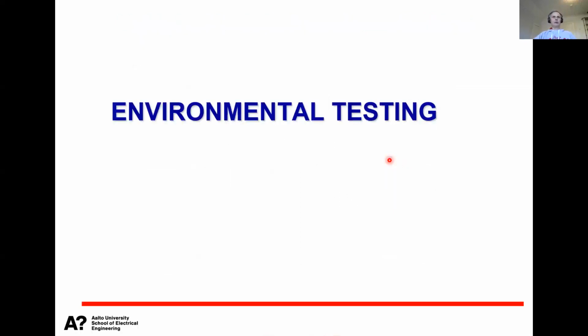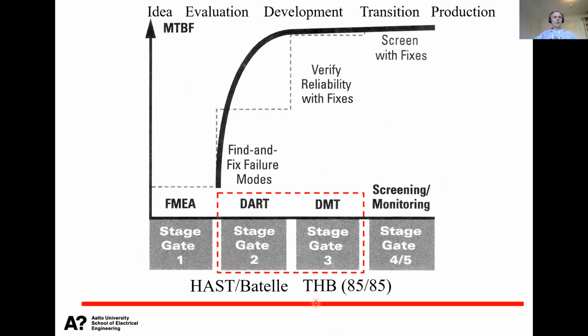So now we jump into the so-called environmental testing. And in fact, in environmental testing we can use the same idea, so that we have highly accelerated environmental tests, which have the same purpose as in HALT testing. And sorry, a few more acronyms. Now, instead of HALT, we have HAST, the highly accelerated stress test instead of the highly accelerated life test.